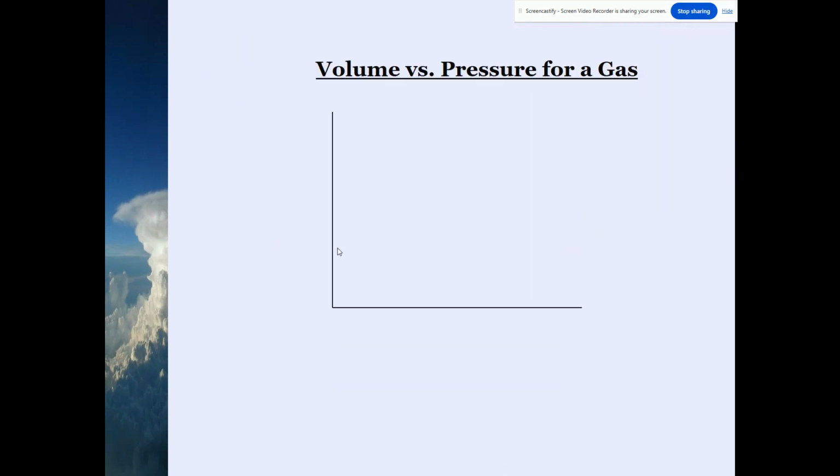How does this graphically look? And you do need to know this for your unit test. For those in my class, there's a question that asks you to relate the different graphs to the different laws and theories. So when you're looking at a graph, whatever goes on the x is always the manipulated variable.